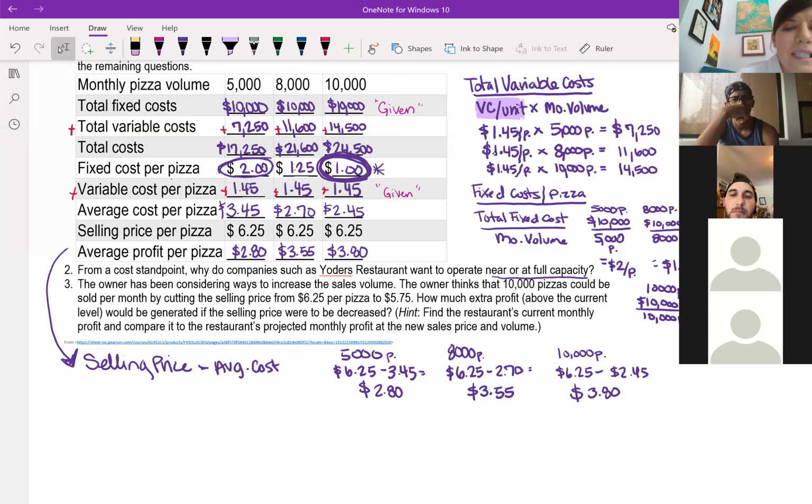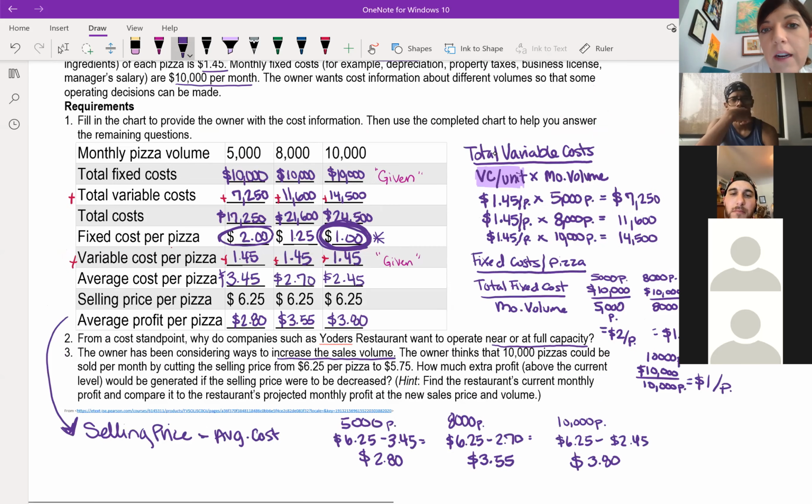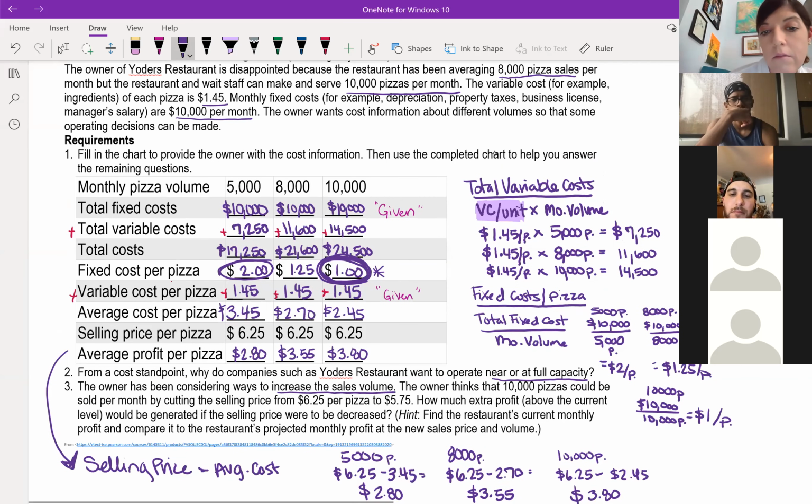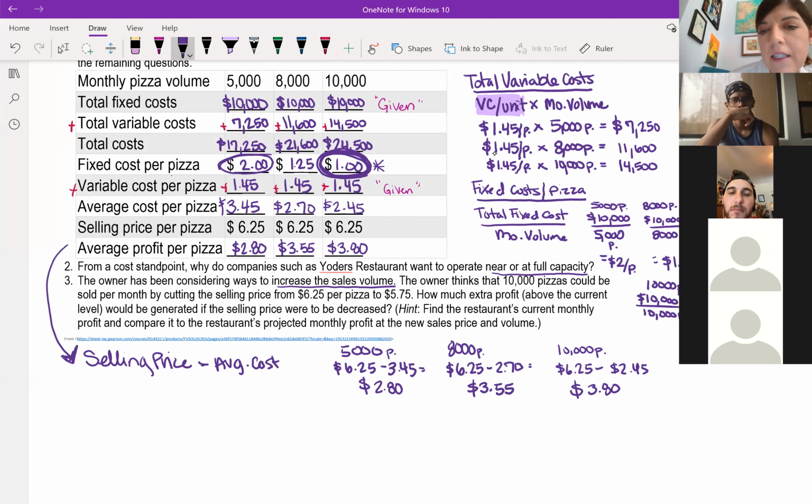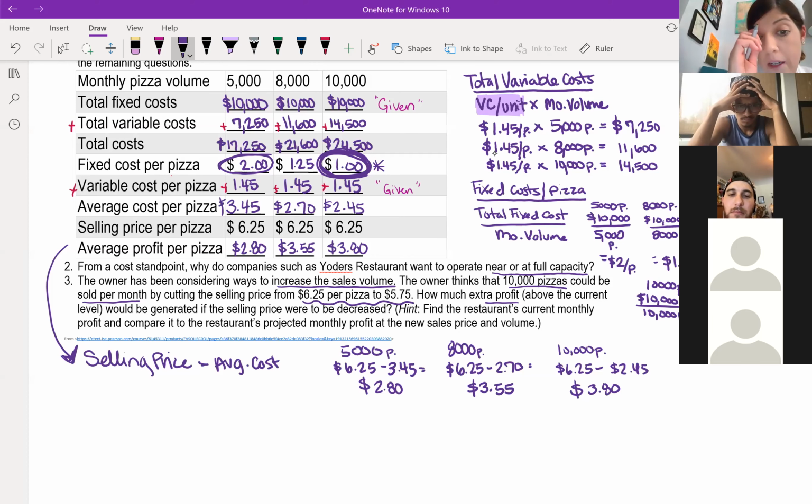The owner has been considering ways to increase the sales volume because right now they're operating at an average of 8,000 pizzas. The owner thinks that 10,000 pizzas could be sold per month by cutting the selling price from $6.25 per pizza to $5.75. How much extra profit above the current level would be generated if the selling price were to be decreased?